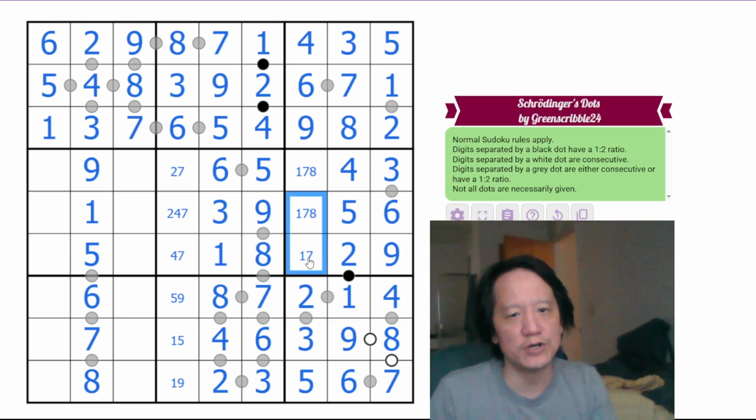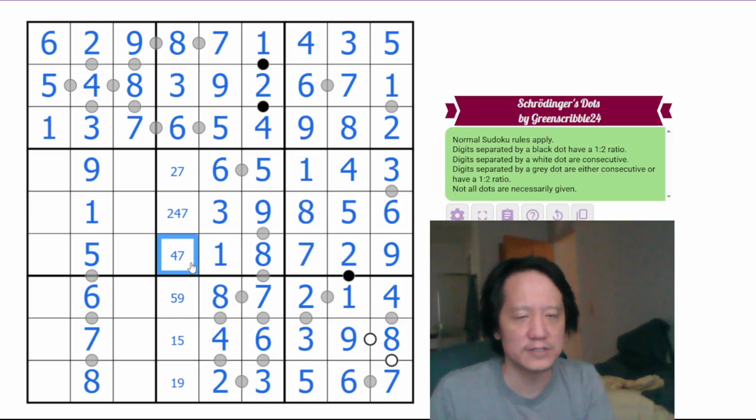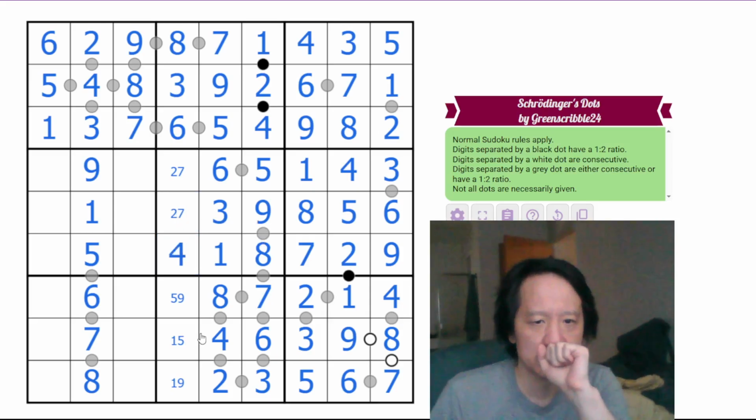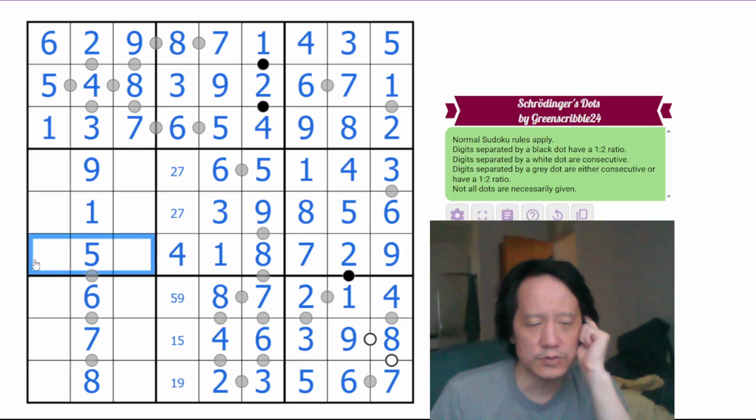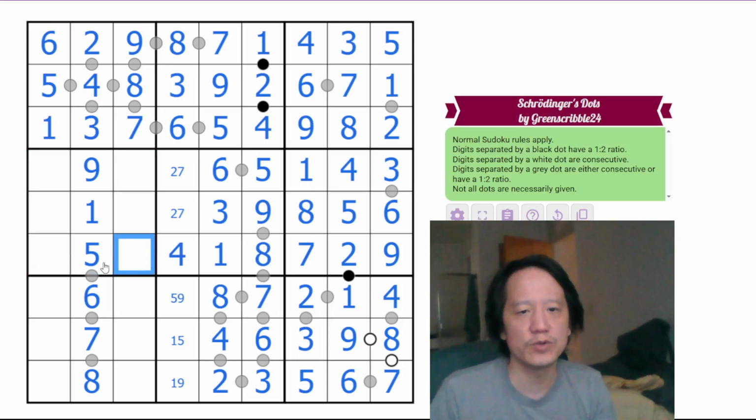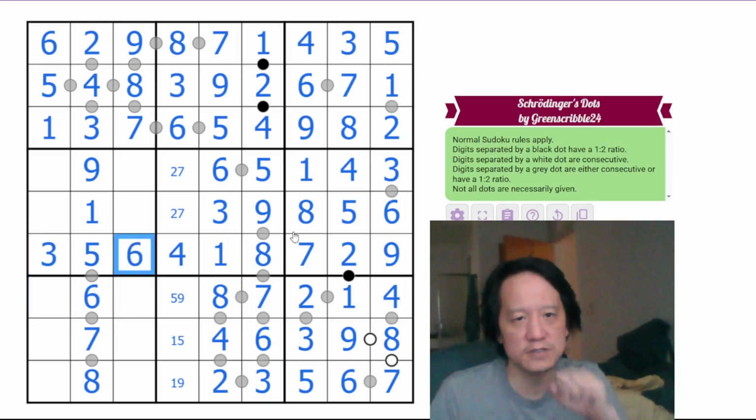This can't be 1 either way. So this must be 1. That eliminates 1 here, so it's 7. That makes that 8. 7 eliminates 7 here, so it's 4, which means this can't be 4. Okay, remaining digits in row 6 have to be 3 and 6. 6 can't be here because of a 6 in the column, so this is 3 here, and this is 6.